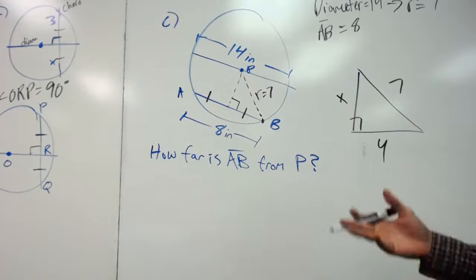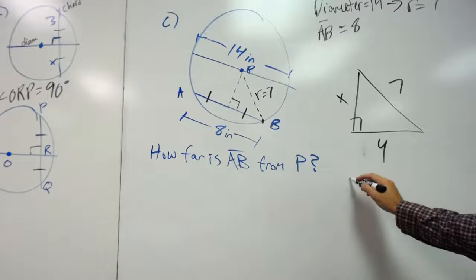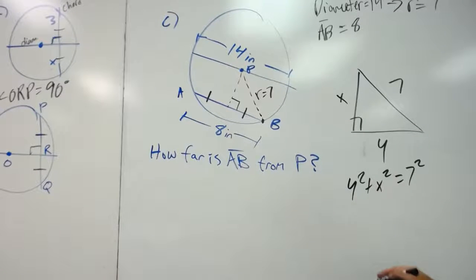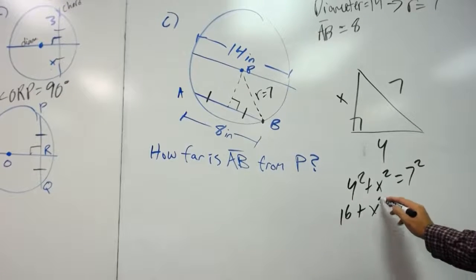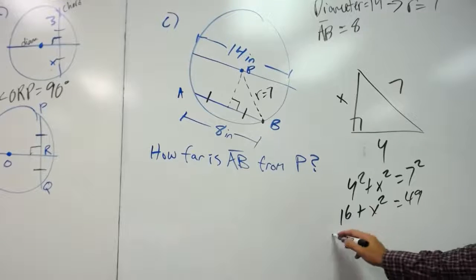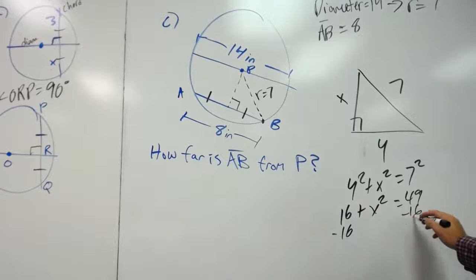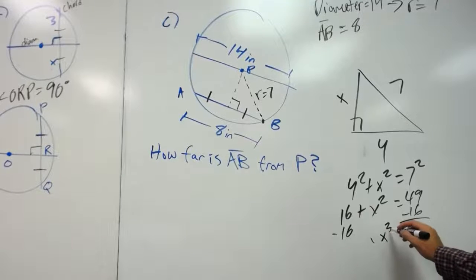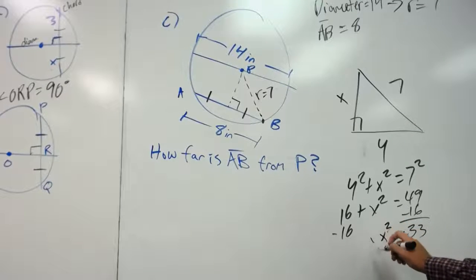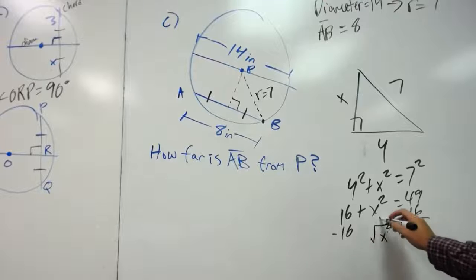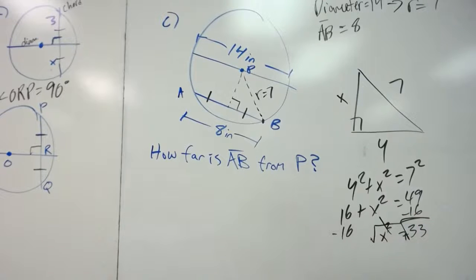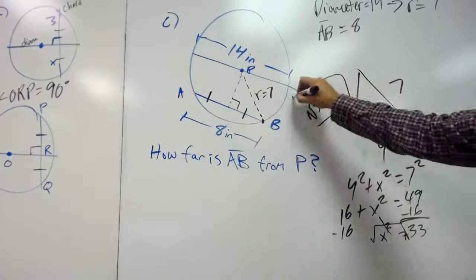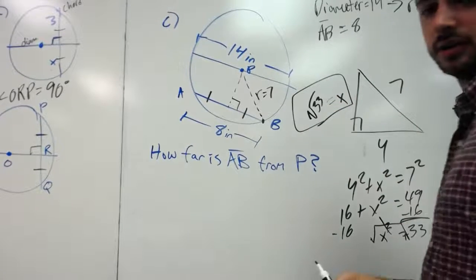And so now we can simply use the Pythagorean theorem. 4 squared plus x squared equals 7 squared. 16 plus x squared equals 49. Subtract 16. 33 equals x squared. Square root both sides. So the square root of 33, or whatever decimal that is, would be your answer.